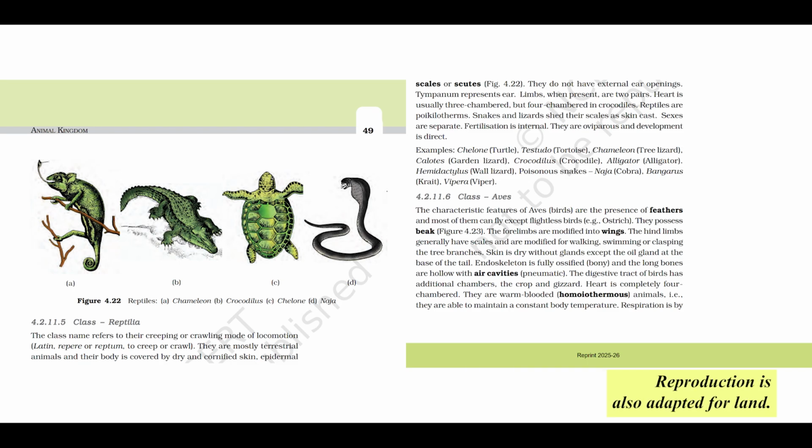Reproduction is also adapted for land. Sexes are separate, dioecious. Fertilization is internal. A major advancement is that they are primarily oviparous, laying amniotic eggs. Amniotic eggs, that's a big deal, right?